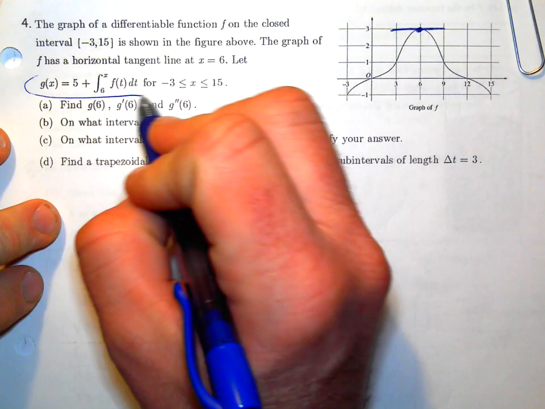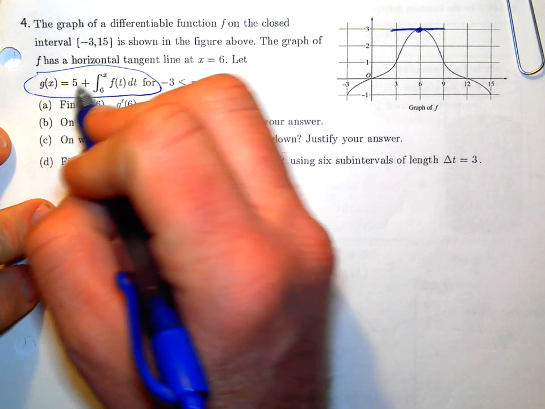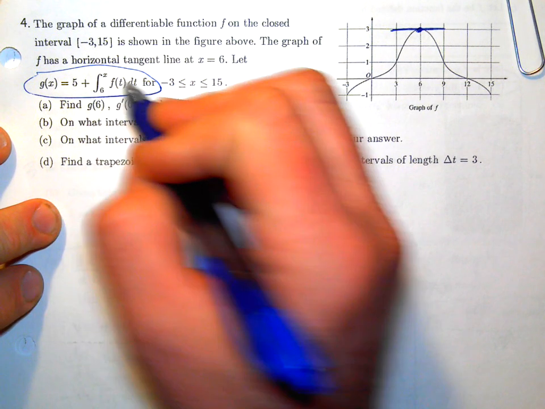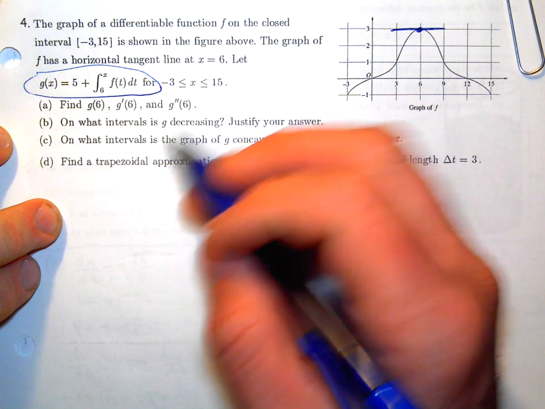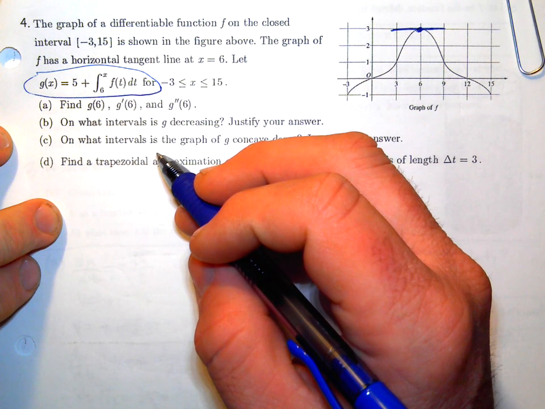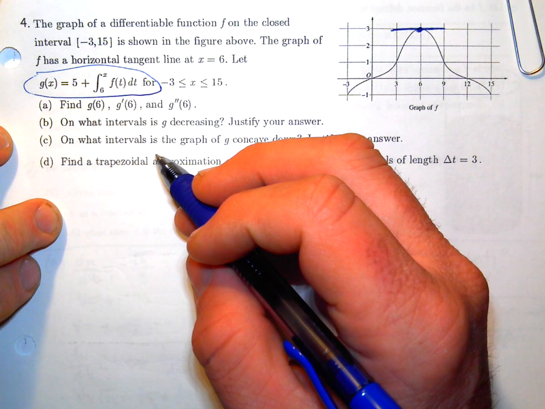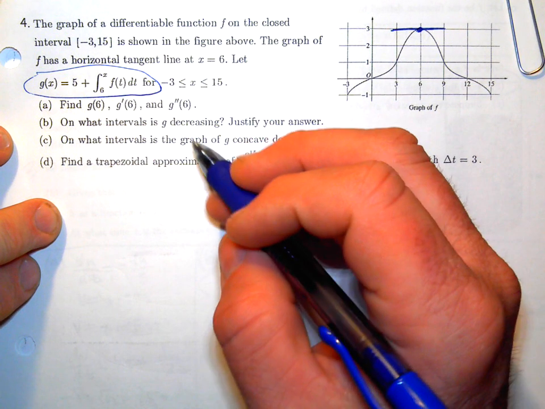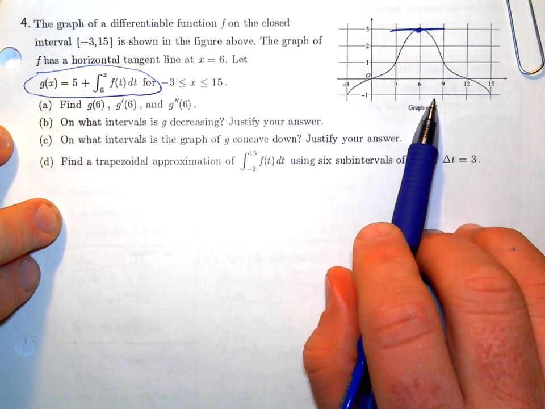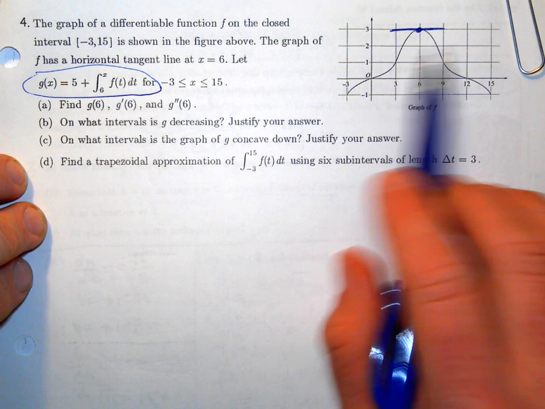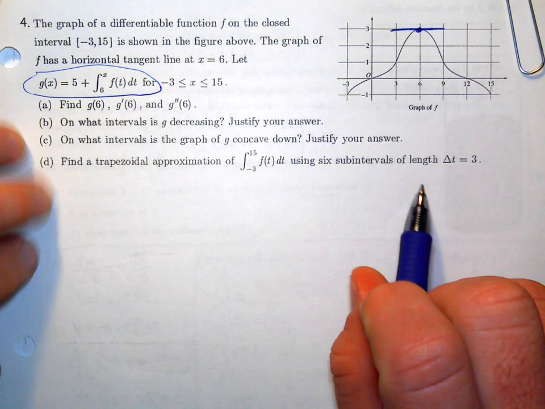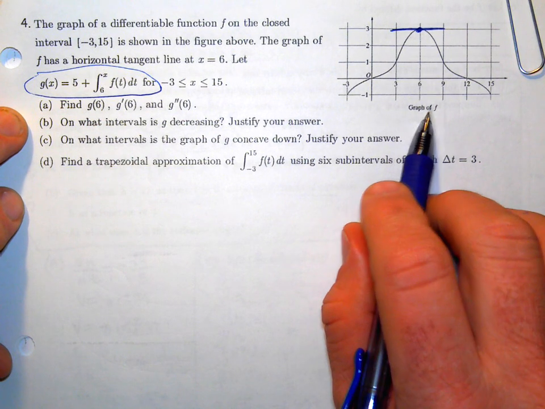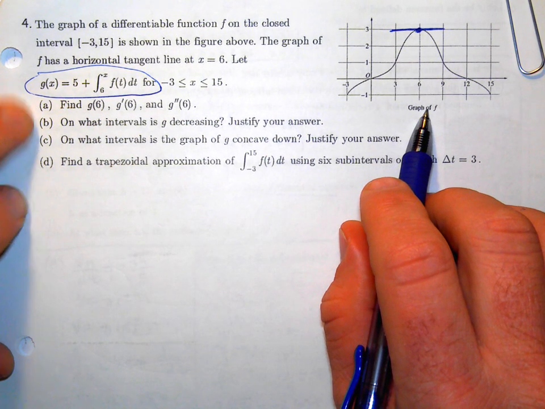Here's a new function, g equals 5 plus the integral of the graph of f. Are you starting to recognize this? We did this on, I think, one of the warm-ups. This is coming up where they give you a graph, and rarely are they just going to give you the graph of the function. The graph of the derivative is really popular, though. So this is going to end up being the graph of g prime. We're going to show how that works out.